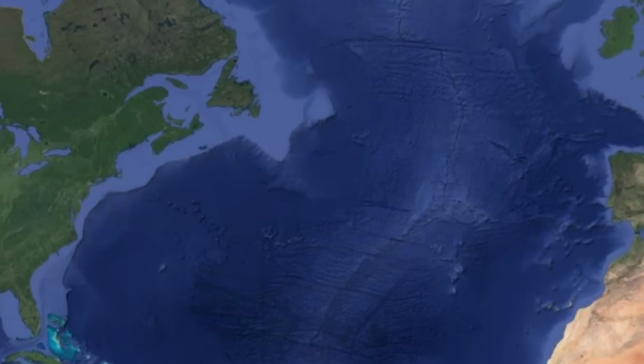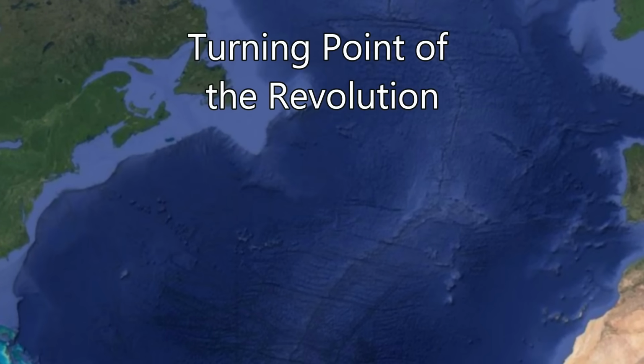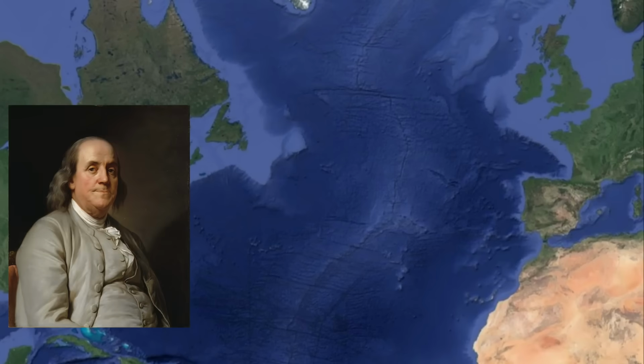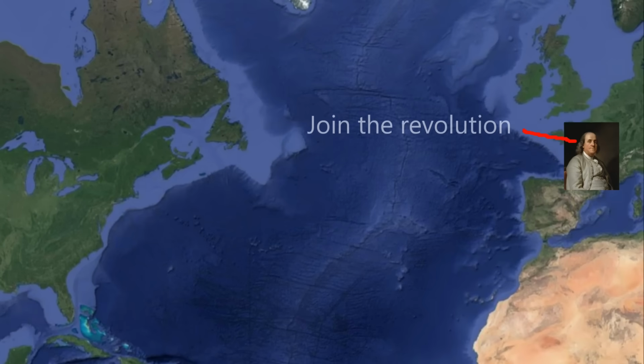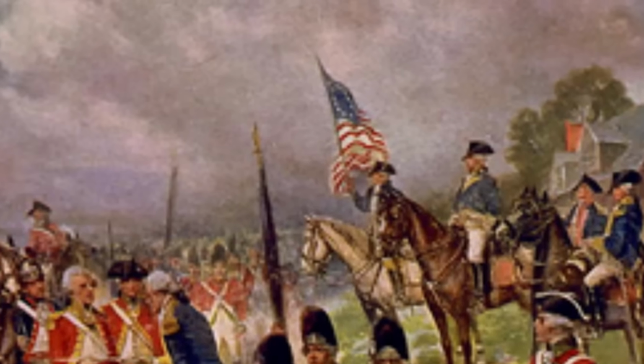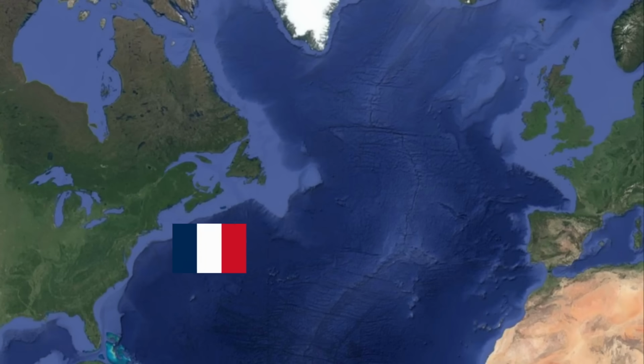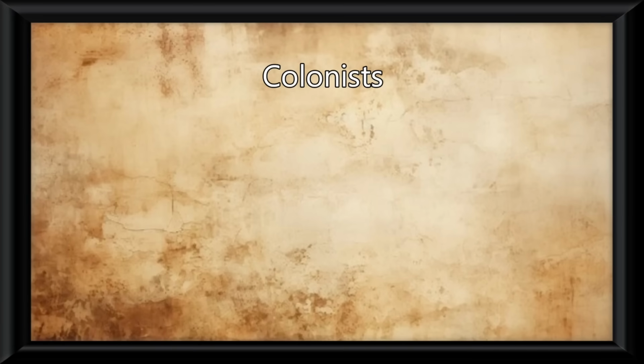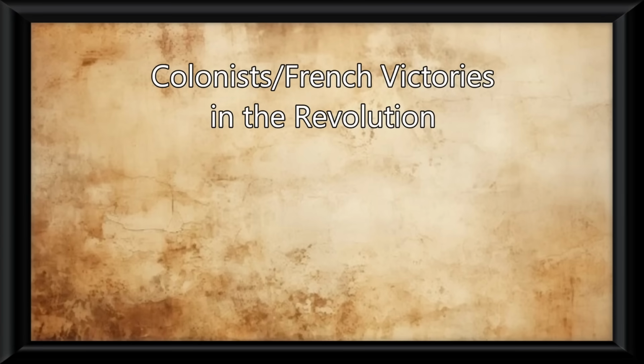This all culminated in the turning point of the revolution being the Saratoga Campaign. Throughout the entire early part of this revolution, leaders like Ben Franklin had tried to get the French to join the revolution on the colonist side. When the colonies won the Battle of Saratoga, this finally convinced the French to join the revolution. Now we start seeing the colonists, along with the now French, victories in this revolution.